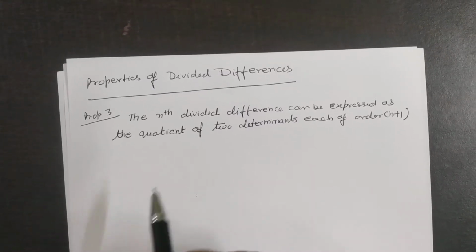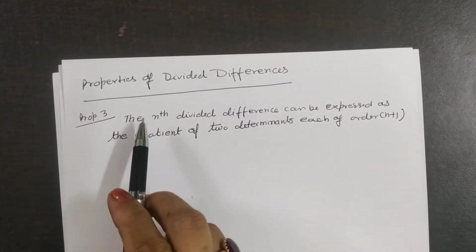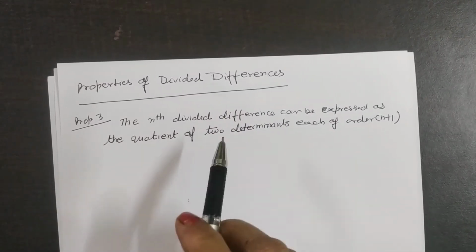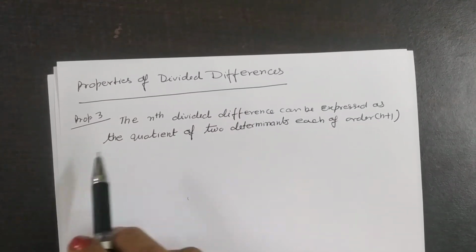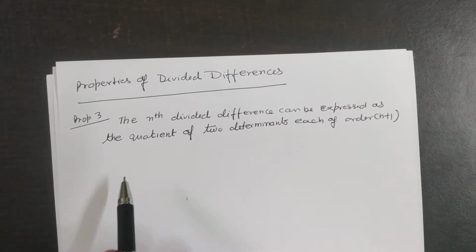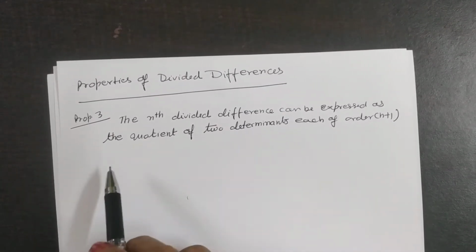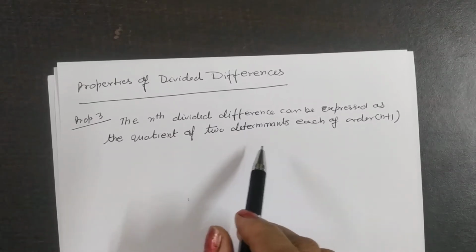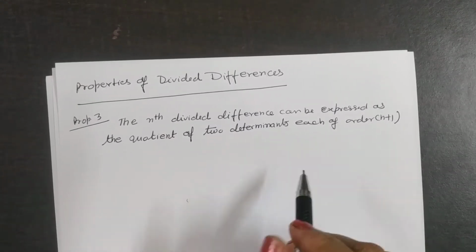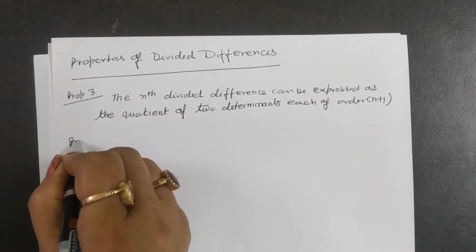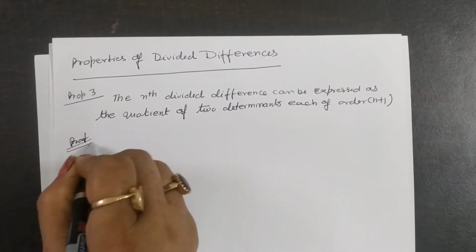Yes, students, now I have defined you the properties of divided difference. First property you know, second property you know, and now we have defined you the third property. The nth divided difference can be expressed as the quotient of two determinants each of order n plus 1. Yes. The proof of this property we have defined here.